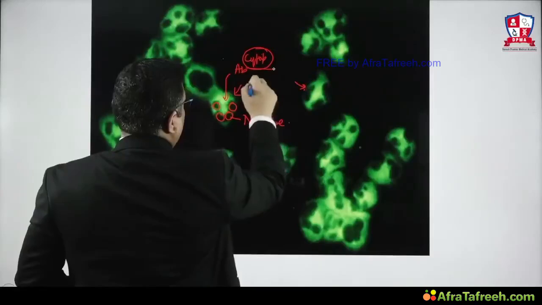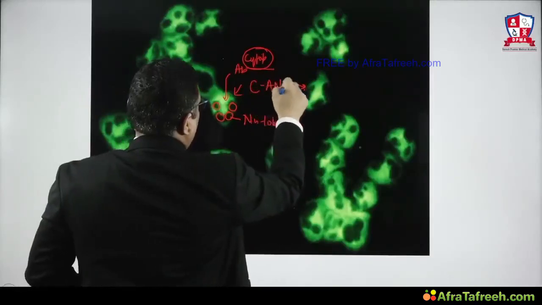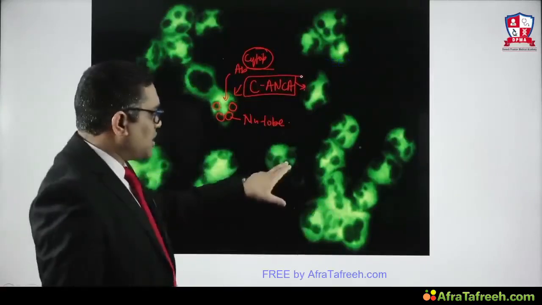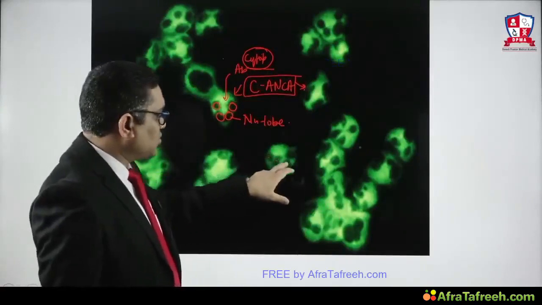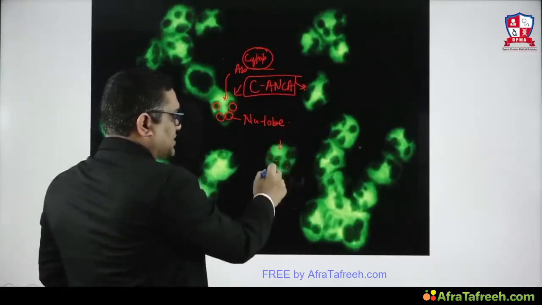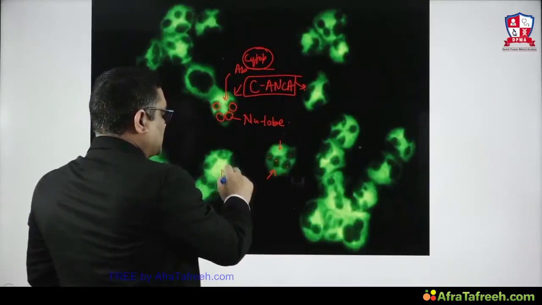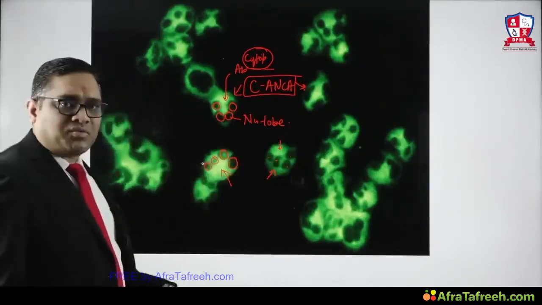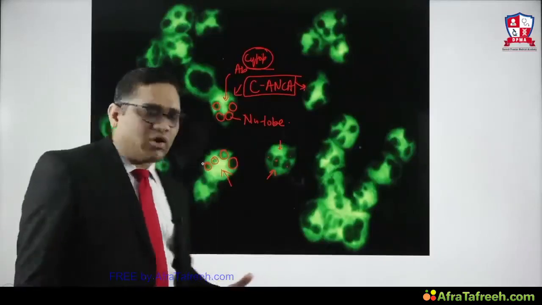So entire cytoplasm. So which ANCA we are seeing? Cytoplasmic ANCA, C ANCA, right? So all these are C ANCA. You can see all these nuclear lobes, and in this cytoplasm, entire cytoplasm is green, only nucleus is visible like this. So these are the C ANCA, which we will find mostly in the Wegener's granulomatosis.